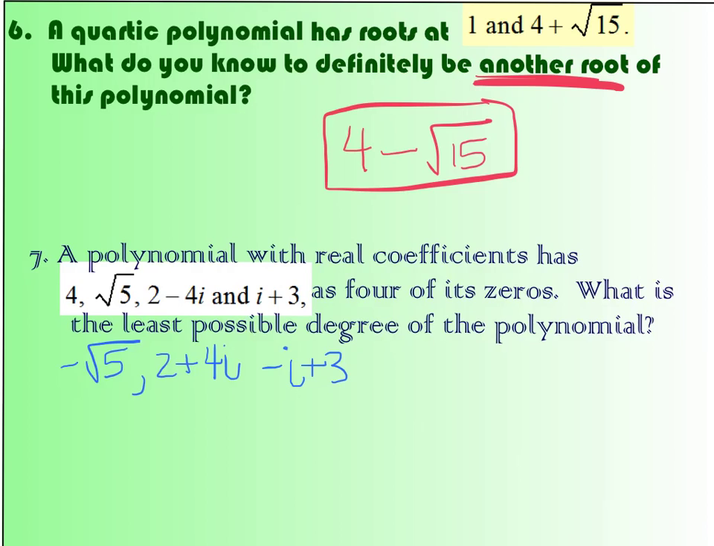The point of this problem is it wants to know what is the least possible degree. So how many answers, at the minimum, does this problem have to have? Well, it has to have 4, because those are the 4 that it gave us. But then we know, using the buddy system, it must also have another 3. So the 4 they gave us, plus the 3 we know from the buddy system, says that this must have a degree of at least 7.